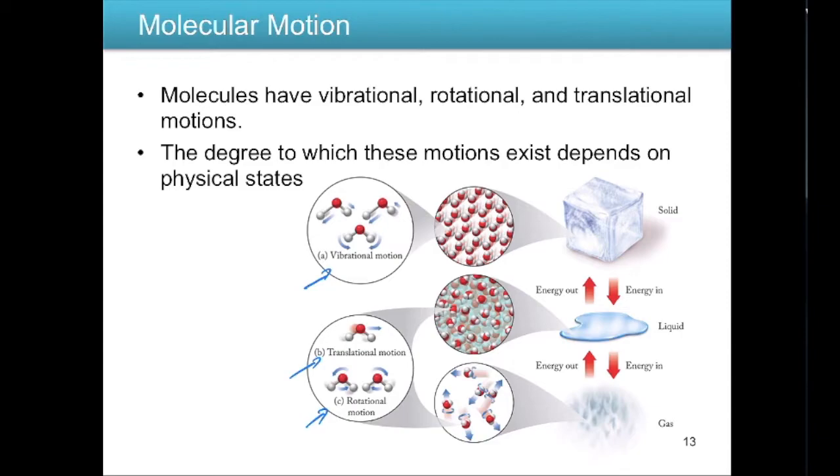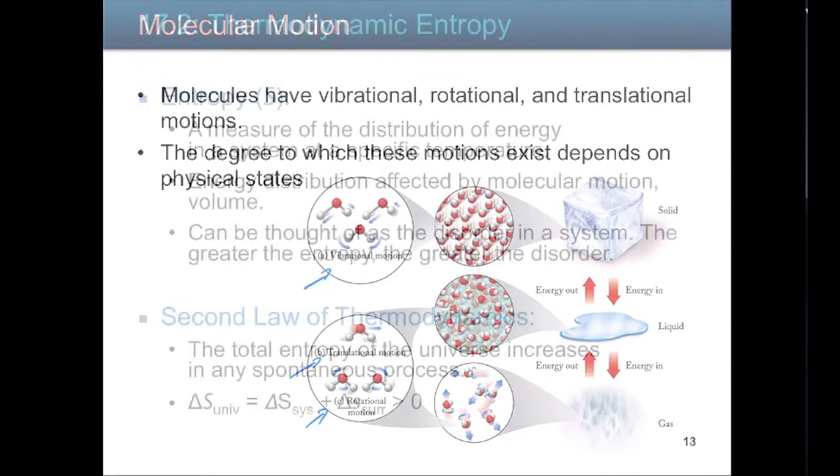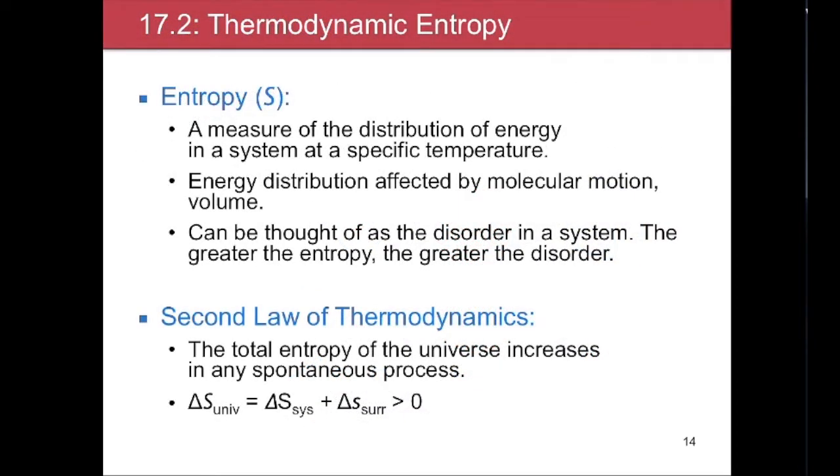So the only motion they have in the solid form is a vibrational motion. Now, in both the liquid and the gas states, molecules can move around, so they have translational motion, and they're also more free to rotate. Now, obviously, they'd be more free to move and rotate in the gas phase than they are in the liquid phase. So now let's talk about thermodynamic entropy, or S.